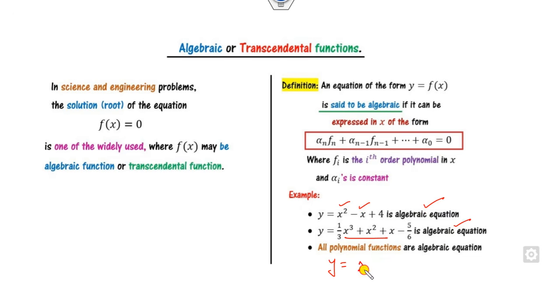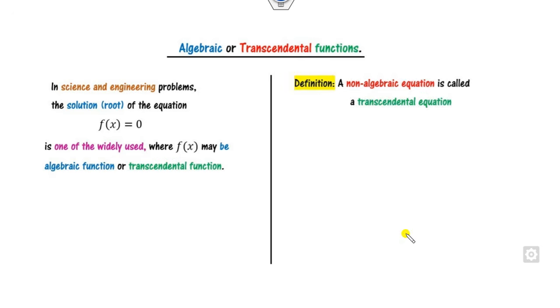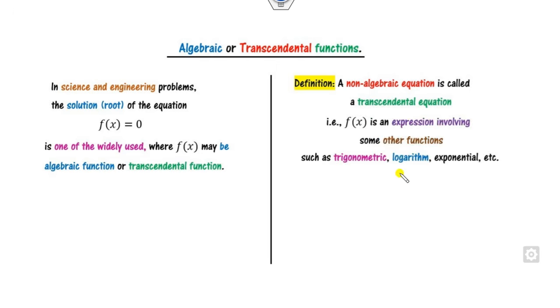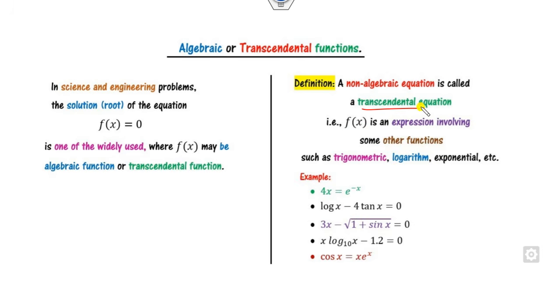A constant function, or a linear equation like 2x plus 3y = 4, are all algebraic functions. On the other hand, a non-algebraic equation is called a transcendental equation. For example, if f(x) is not written in the form of polynomials, meaning you express the function in terms of trigonometric, logarithm, exponential functions, etc., then we call it a transcendental equation. For example, here this exponential function, this is a tan, logarithm, and so on. All these equations are called transcendental equations.